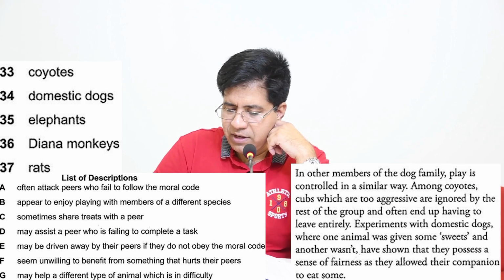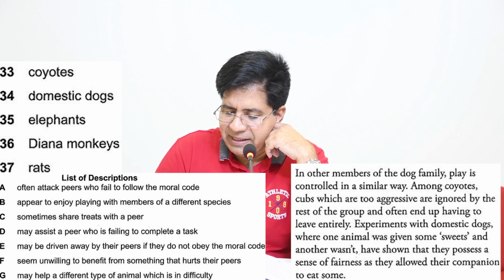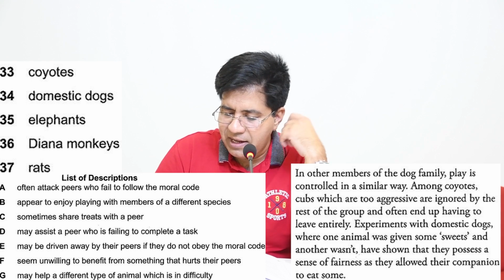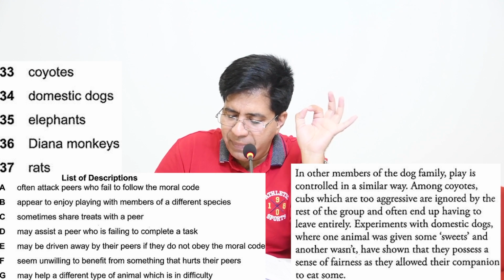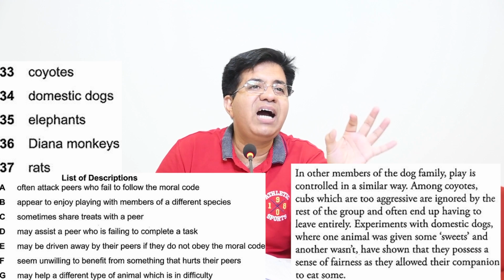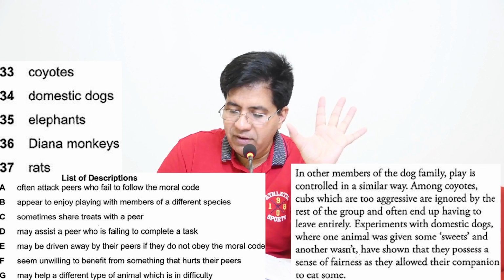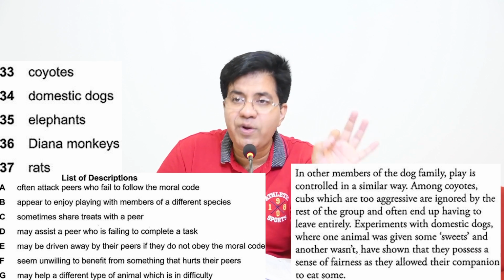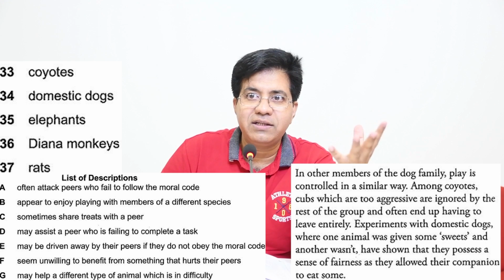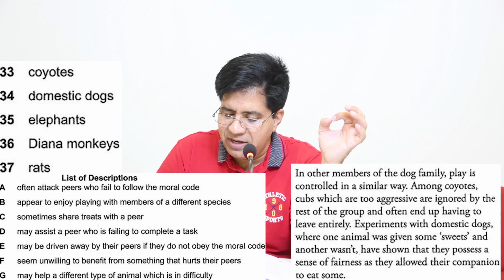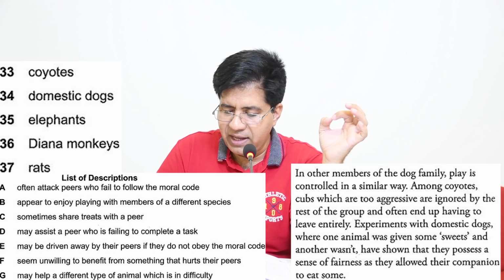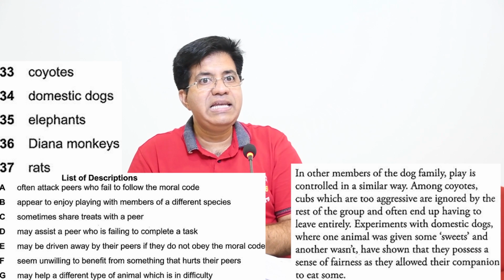Okay, let's do it together. Let's go back. 1, 2, 3, 4, fifth paragraph. In other members of the dog family, play is controlled in a similar way. Among coyotes, cubs which are too aggressive are ignored by the rest of the group. Now listen, what is cubs? Babies. Right? Aggressive means they try to bite other ones and all that, are ignored by the rest of the group and often end up having to leave entirely. End up having to leave entirely means they leave the group.